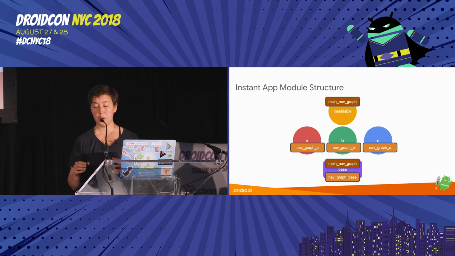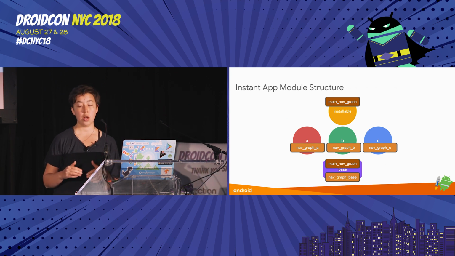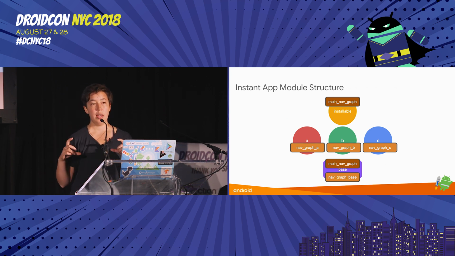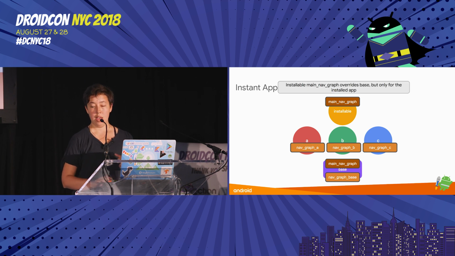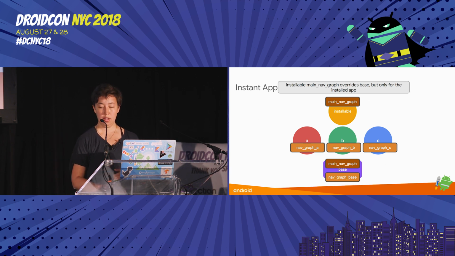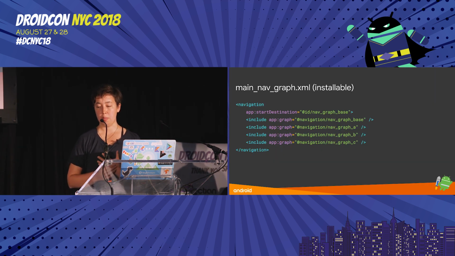Okay, and then you're also going to have a main navigation graph that's going to be implemented both in your base feature and in your installable app. It's very important that this navigation graph has the same name, because when you're in your installable app, the actual main nav graph file is going to override the one that's in your base app, which gets some magic to work, which we're going to talk about now.